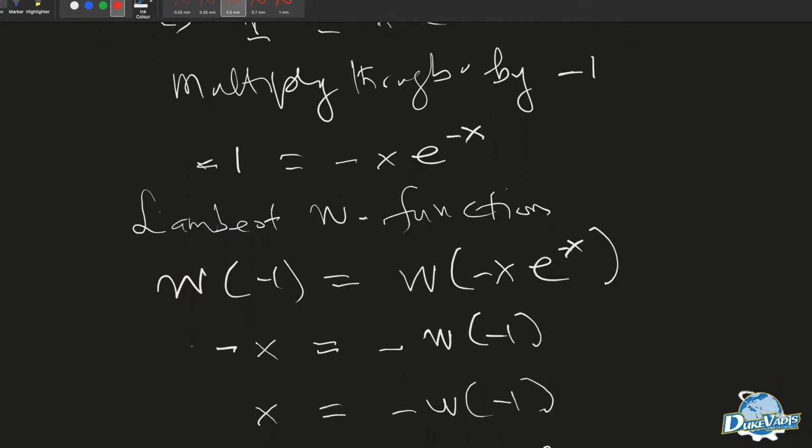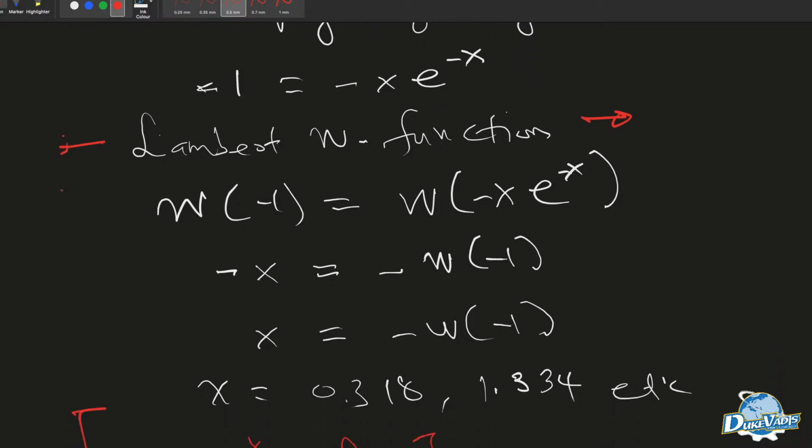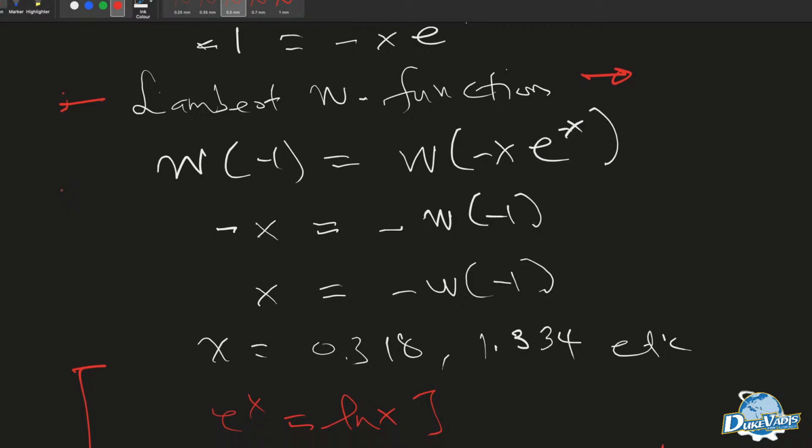Then we consider the Lambert W function. Okay, Lambert W function. Then we have W(-1) equals W of this function, minus x raised to the power negative x. And as we compute that, this one will give us negative 1, and that will give us x. So therefore we say x is equal to negative W(-1). Okay, then the possible values are 0.318, and so we can try it on the calculator and see that we are within the values.